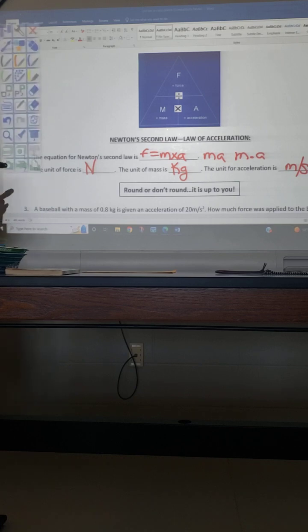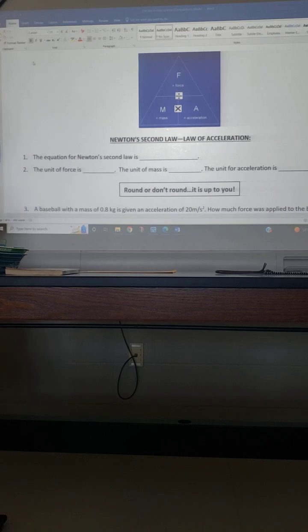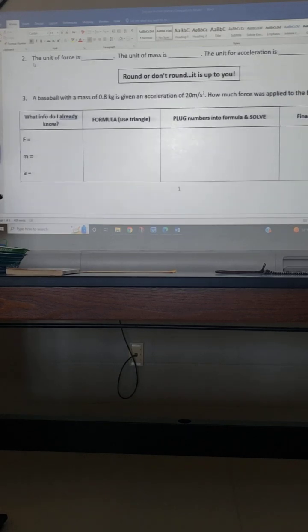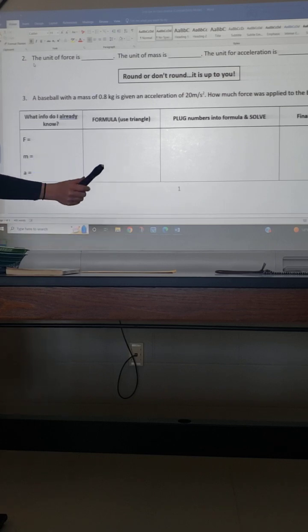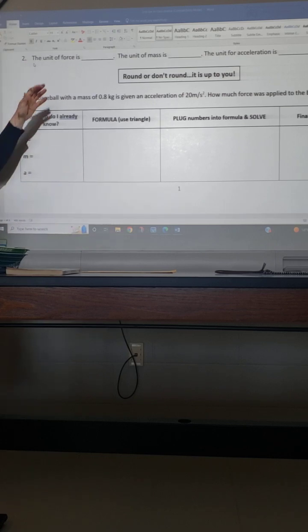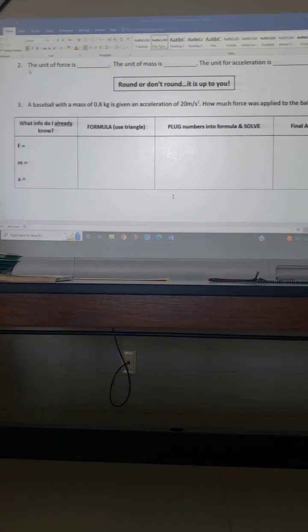Okay, so now that you have that filled in, you can look back at that if you're doing a problem and you get stuck on the units. You have them kind of identified already. So I don't care how you round, this is just for practice. So if you need a calculator, go ahead and grab one real quick.